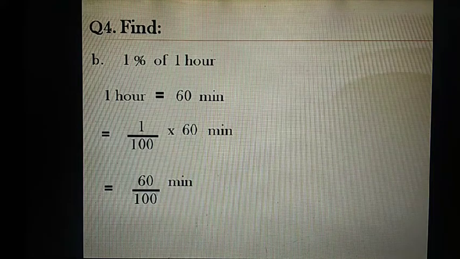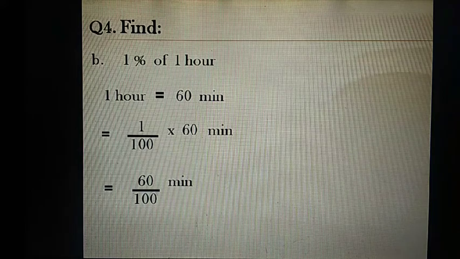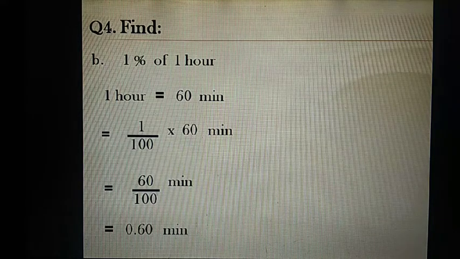Now, dividing any number by 100, as there are two zeros, we are supposed to shift a point toward left. Here, 60 is not having any point. It means the point is after 0. Shifting it toward left 2 places, you will get the answer as 0.60 minute.